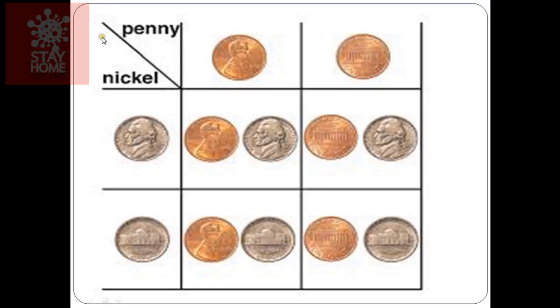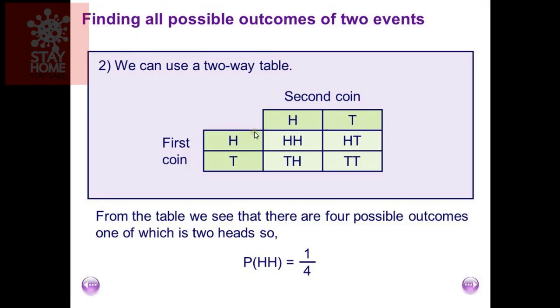If you toss coins, there is the possibility of one head and one tail, both tails, both heads, and a first head with the other a tail. These are all the possibilities. These are the four possibilities. Finding all possible outcomes of two events. These are the two events.